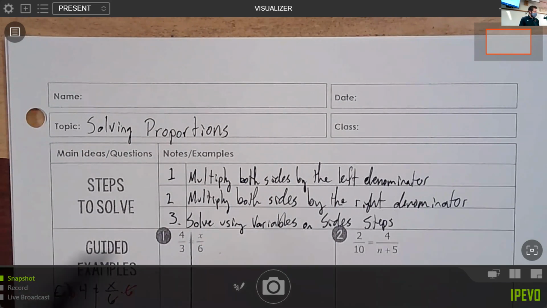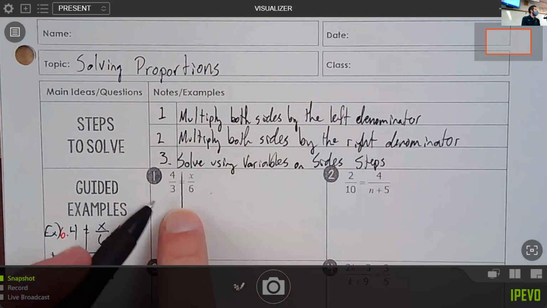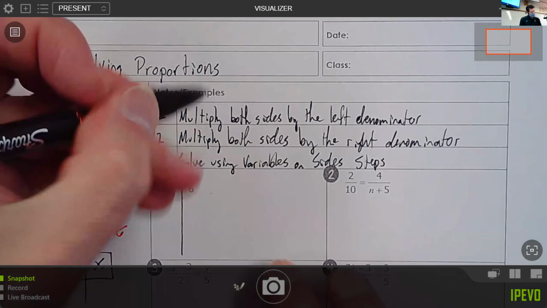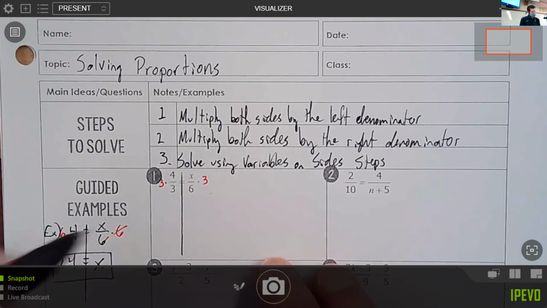So with number 1, we're going to start by multiplying both sides by the left denominator. So that would be 3. So we're going to multiply by 3 on the left and by 3 on the right. Now on the left, the 3 will cancel out with the 3.